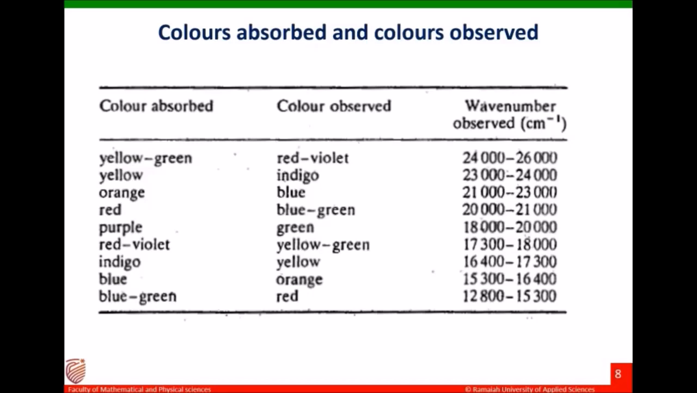Here I am giving you a table showing which color is absorbed by the complex and the color of the complex. For example, if a compound absorbs light in the region of yellow to green, then it will appear as red or violet. If a complex absorbs in the range of orange, then it will appear as blue. If a compound absorbs in the range of blue, then the complex will appear as orange.